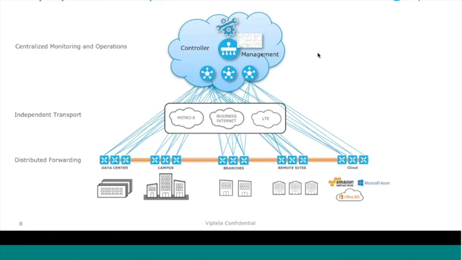So at a high level, there are three portions to this. There's your controller, or your centralized monitoring and operations, your transport layer, and then of course your distributed forwarding elements. All of these provide connectivity in a variety of different types of topologies that you need between your data centers, your campuses, your branches, remote sites, as well as any sort of cloud assets, whether it's an infrastructure as a service or a software as a service asset.